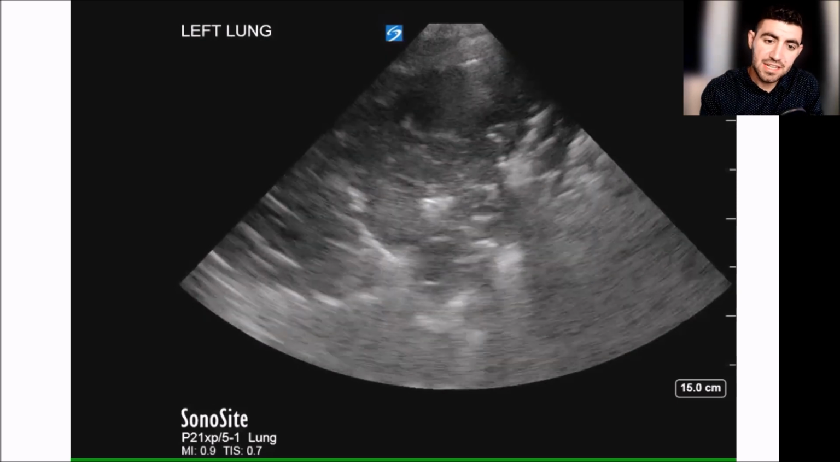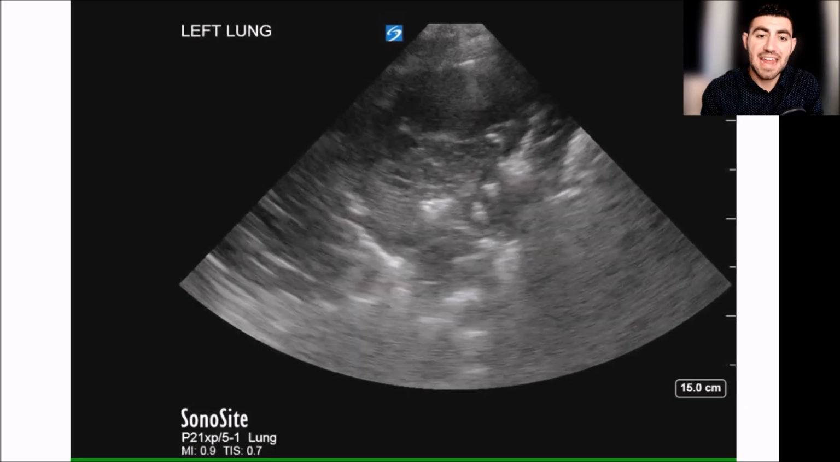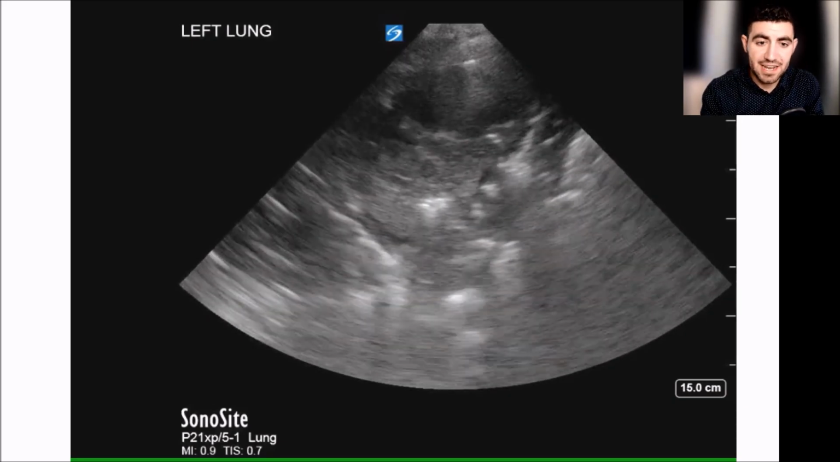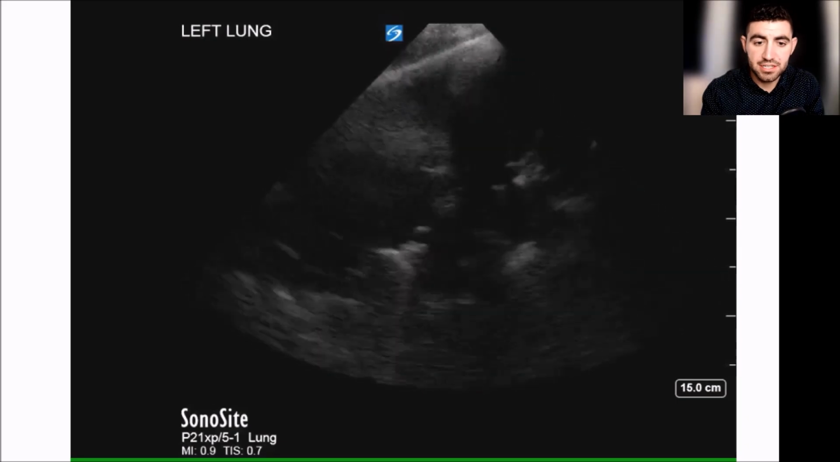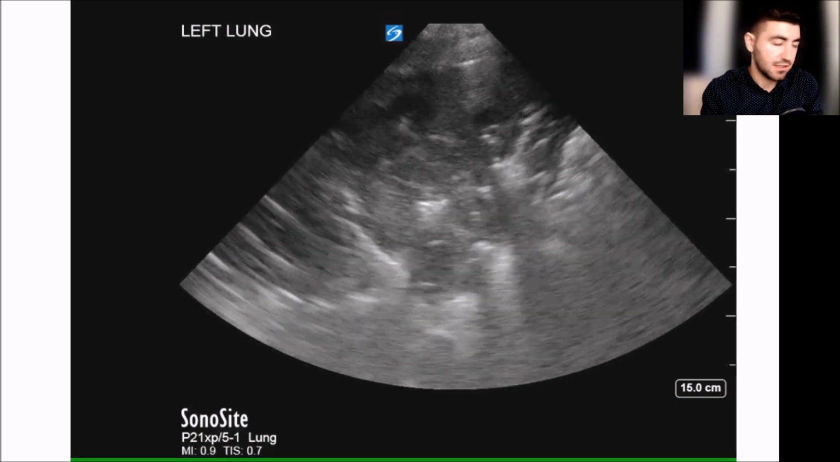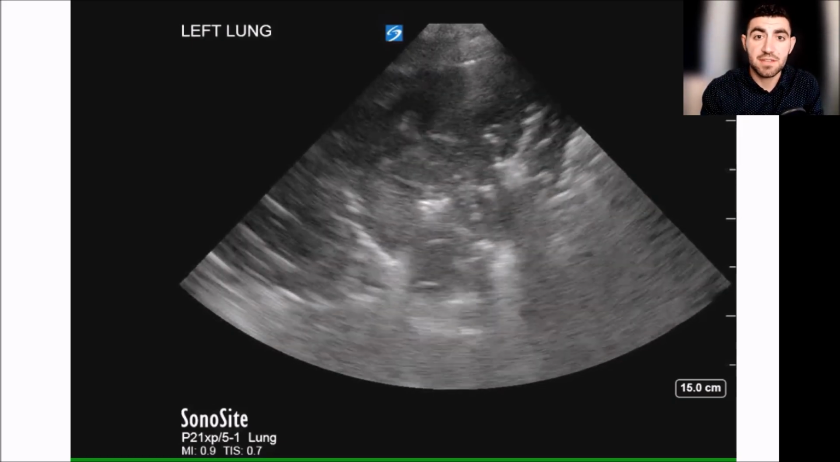We're also seeing these little bubbles that are sliding back and forth. This is called a dynamic air bronchogram. And we're also seeing something called shred sign, which is where this consolidation ends and then some aerated lung begins, just at the deepest part of the image here. All of these findings are very specific for bacterial pneumonia.